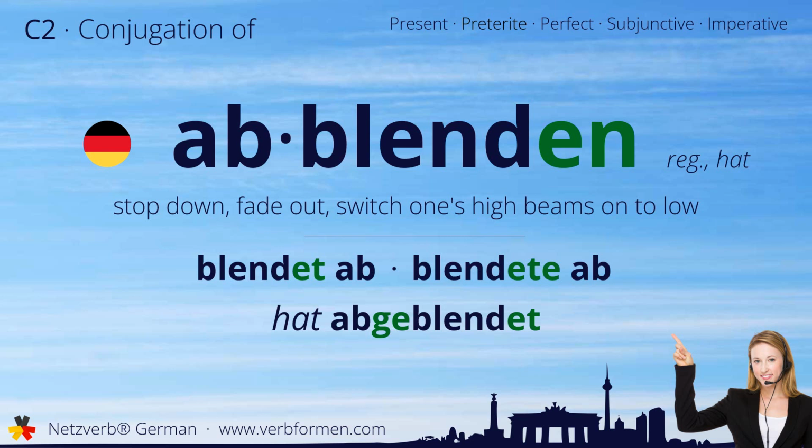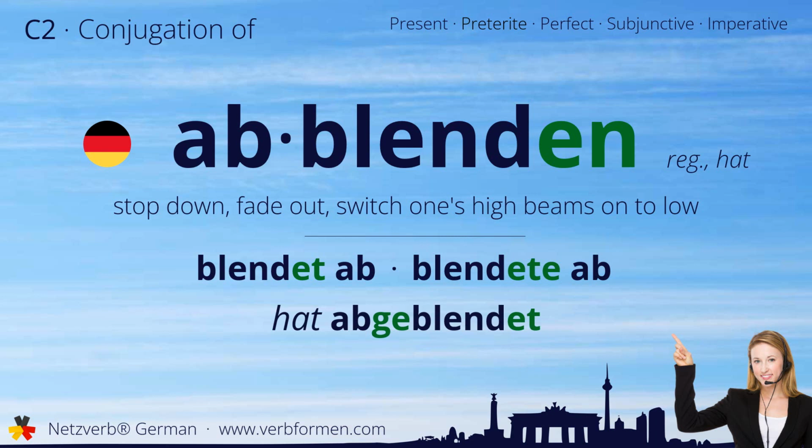Today we're going to learn how to conjugate the German verb abblenden. Watch and listen to the forms carefully. Let's start with the stem forms. Blendet ab. Blendete ab. Hat abgeblendet.